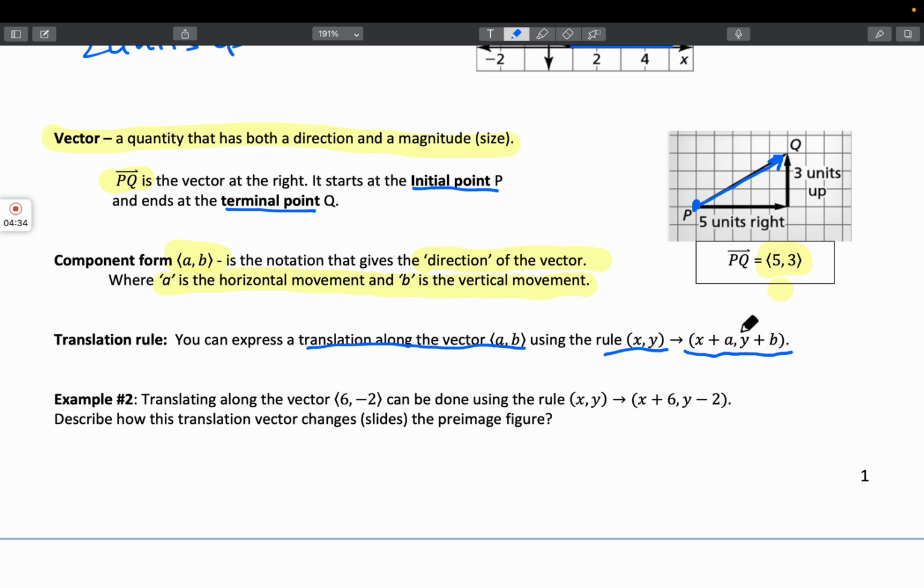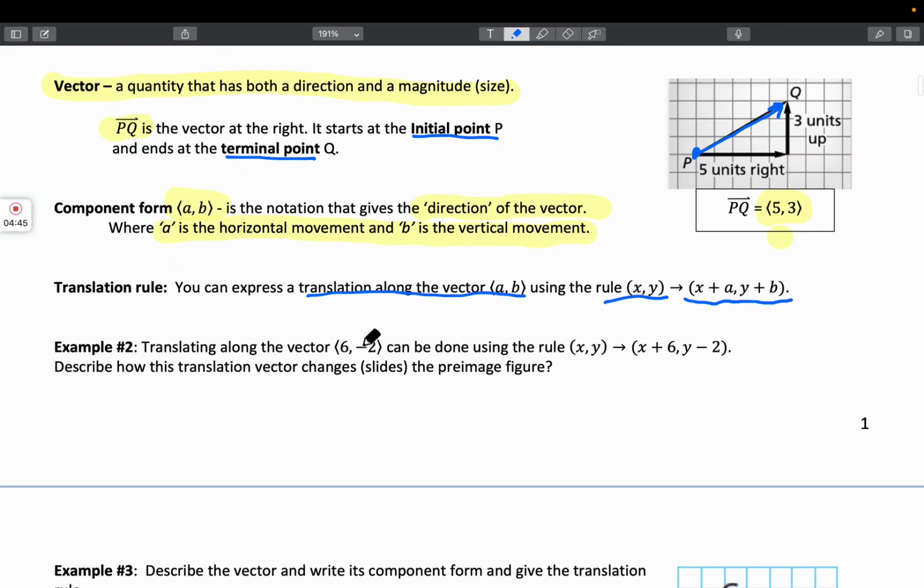This is going to move it along that translation vector with the component form of a, b. Let's take a look at example 2. Translating along the vector 6, -2 can be done using the rule (x, y) goes to (x + 6, y - 2). The description of this translation vector would be moving to the right 6 units and down 2 units. That is why we are adding 6 to the x and subtracting 2 from the y.